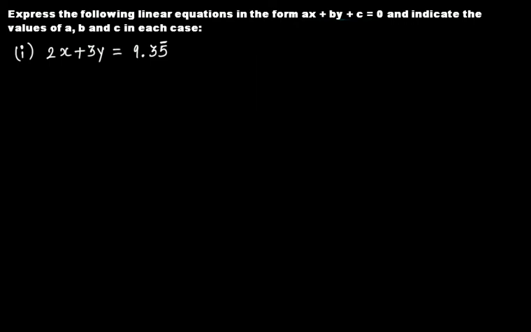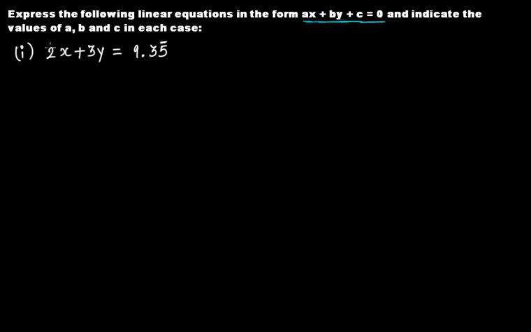This is part 1 of the video series on problems on linear equations in two variables. In this problem, we have to express the following linear equations in the form ax plus by plus c equal to 0 and indicate the values of a, b and c in each case. ax plus by plus c equal to 0 is the general representation of a linear equation in two variables, right? This is the general representation.